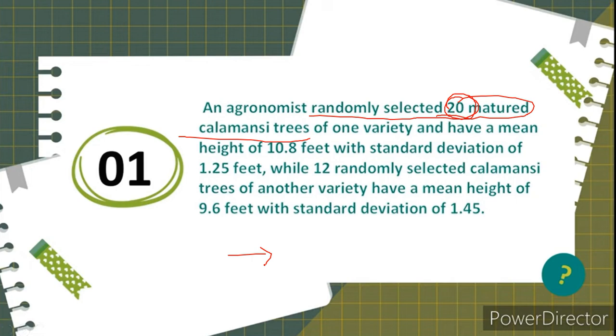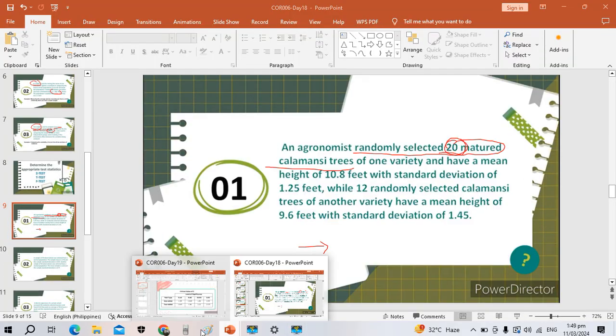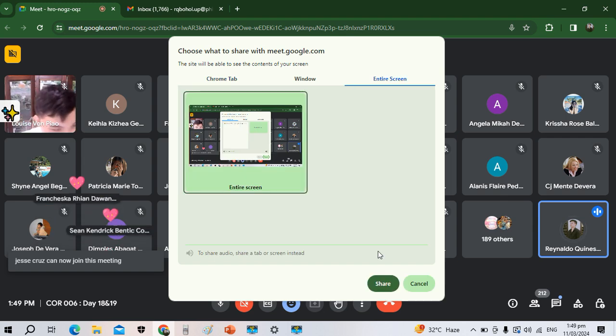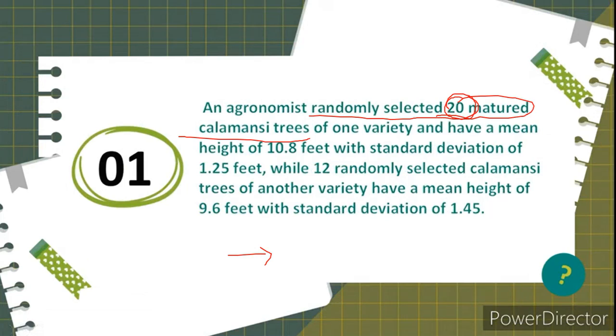What is the answer? You can utilize our chat box, yes? Sir, di po ata nag-appear yung presentation niyo po. Wait lang. Check nyo nga. Okay na ba? Kita na? Okay na, no? Sir, yes po.